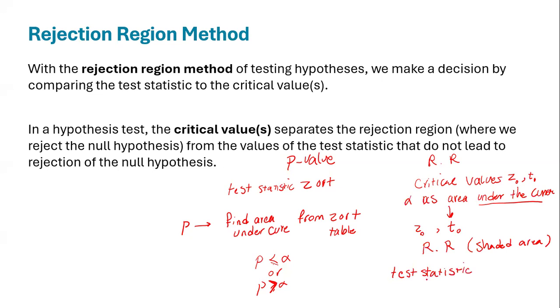And when we find the test statistic, we need to check if the test statistic falls in the rejection region or not. If it falls in the rejection region, you reject. If it doesn't, you fail to reject. So you see that the difference is that for the p-value method, you find the test statistic first, but in the rejection region method, you find the test statistic as the last step. Okay? And let's see how it works.